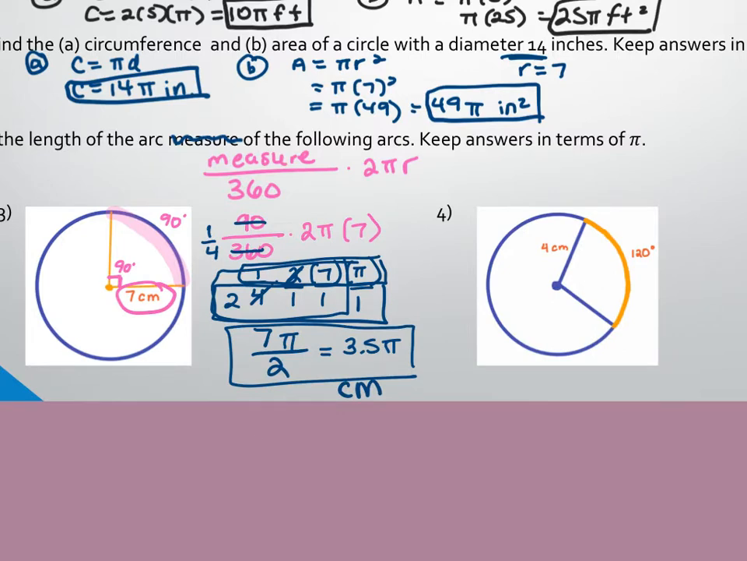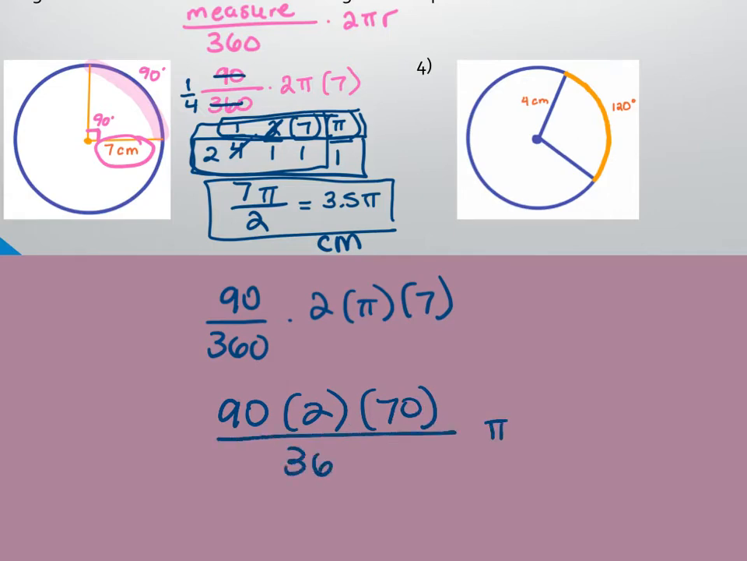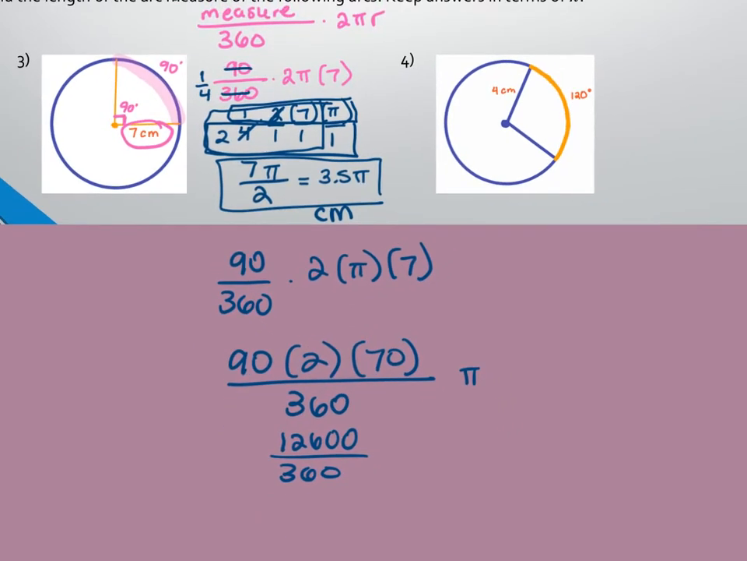So if I did that from the beginning, 90 over 360 times 2 times pi times 7, what I would do is multiply out 90 times 2 times 7. I'm going to push pi all the way to the end, and then take that number and divide it by 360. And when you type that into the calculator, if you do 90 times 2 times 70 in your calculator, you get 12,600, and then divide that by 360, and there's your 3.5.